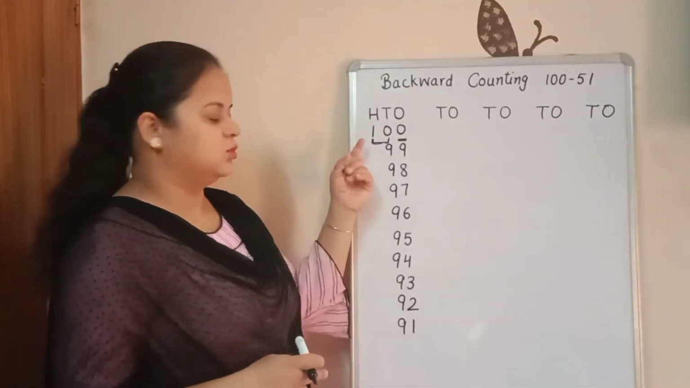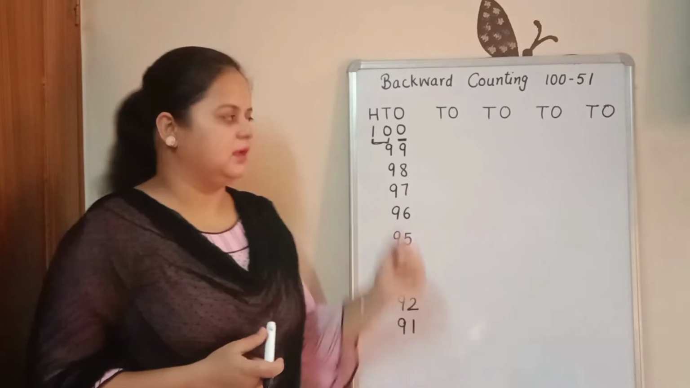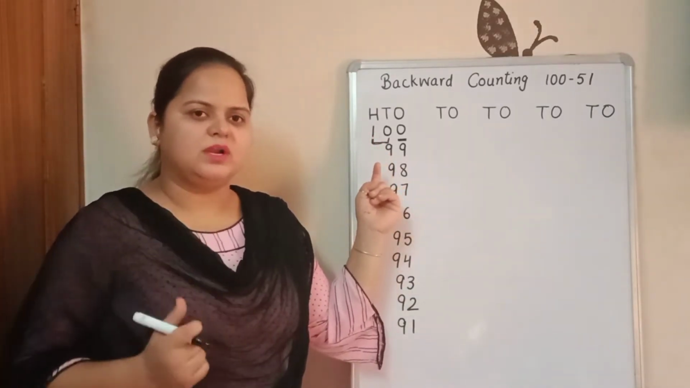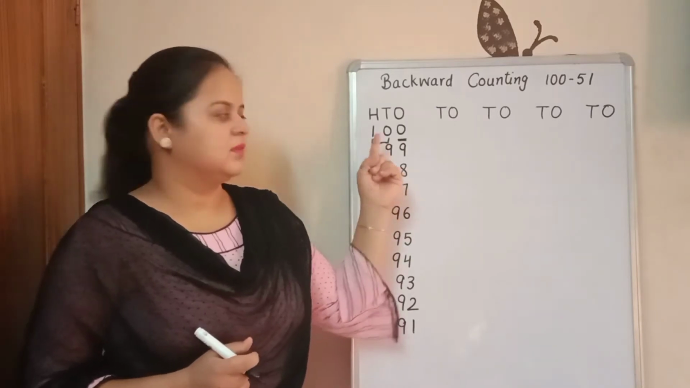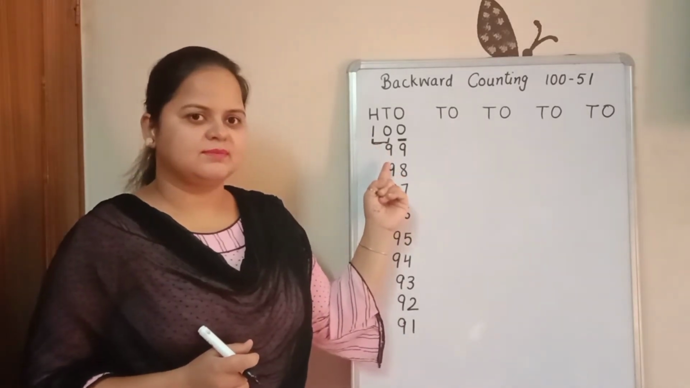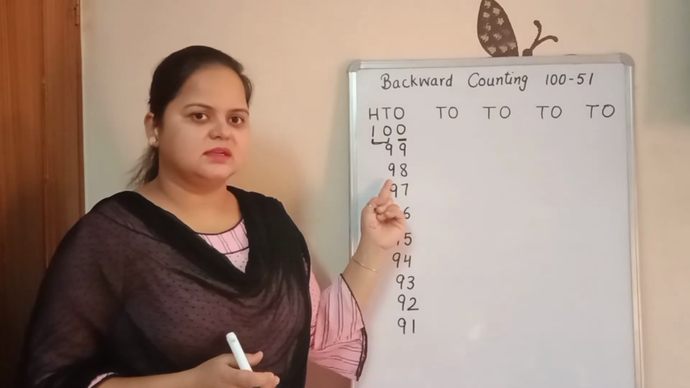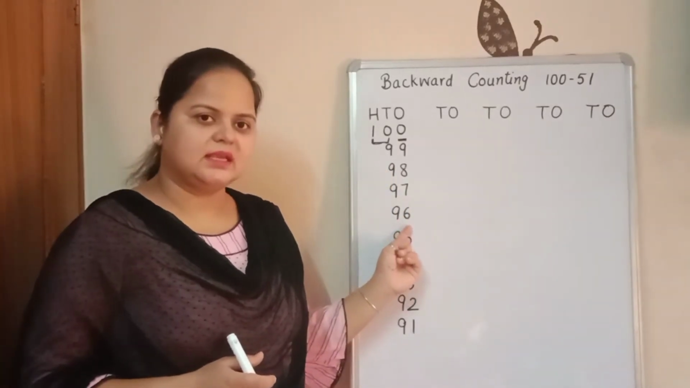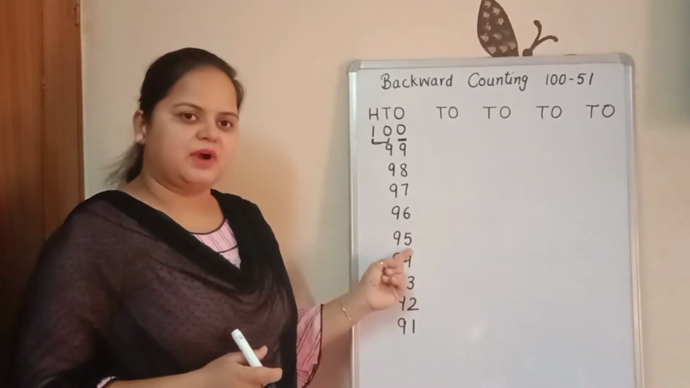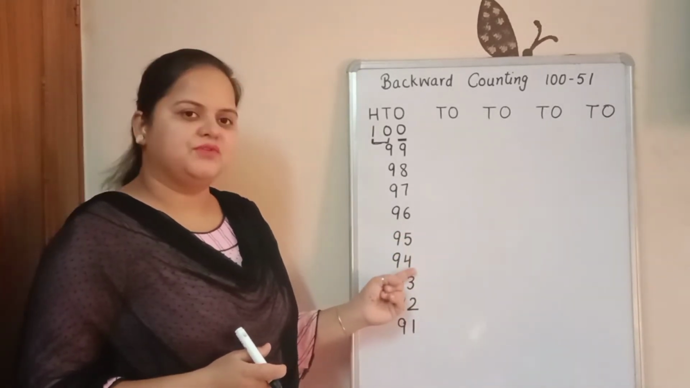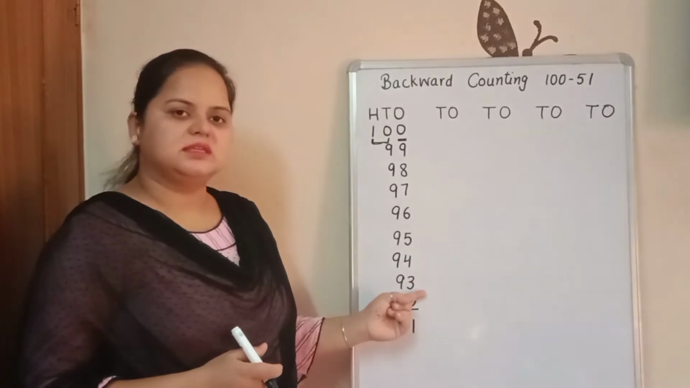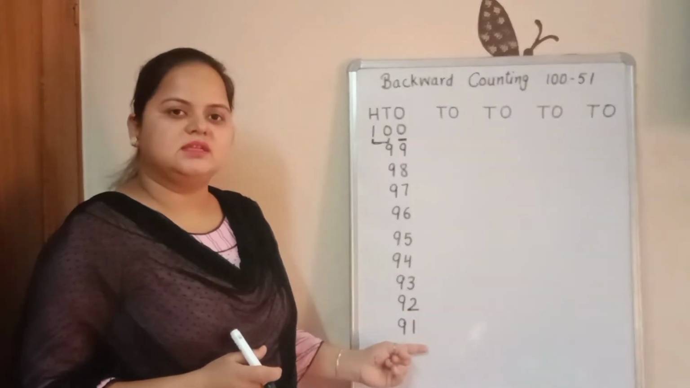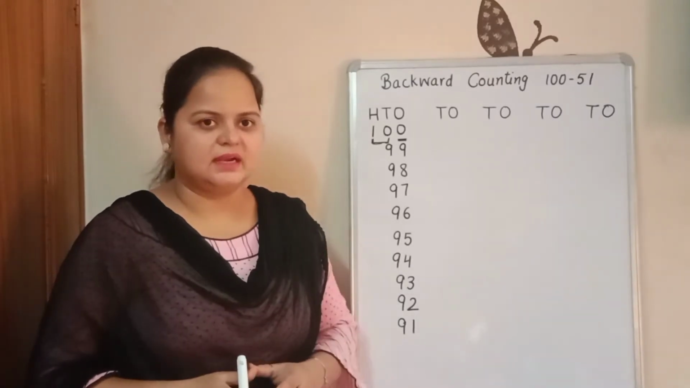Okay? So speak this line again with me. 100. Very good. Speak loudly. 100, 99, 98, 97, 96, 95, 94, 93, 92, 91. Understand?